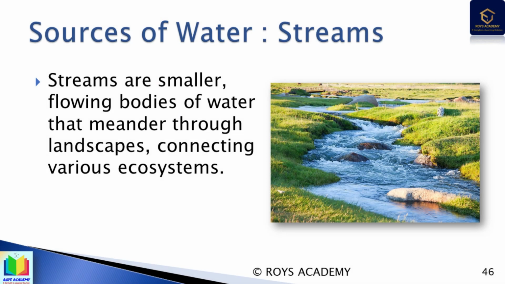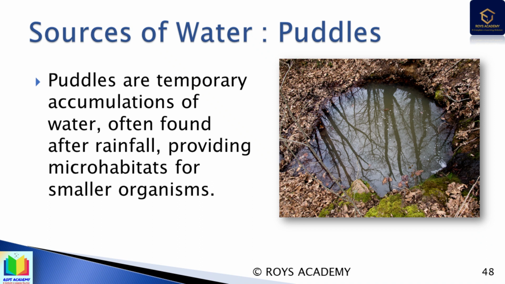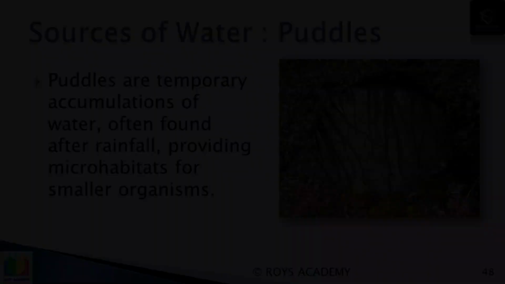D. Streams. Definition: streams are smaller, flowing bodies of water that meander through landscapes, connecting various ecosystems. Example: the Amazon rainforest is crisscrossed by countless streams. These streams not only provide water for the diverse flora and fauna but also contribute to the overall health of the rainforest. E. Puddles. Definition: puddles are temporary accumulations of water, often found after rainfall, providing microhabitats for smaller organisms.